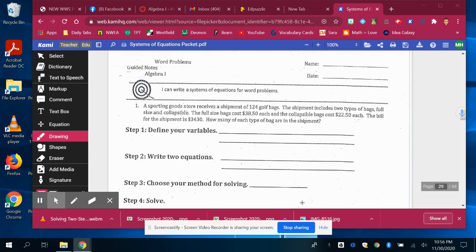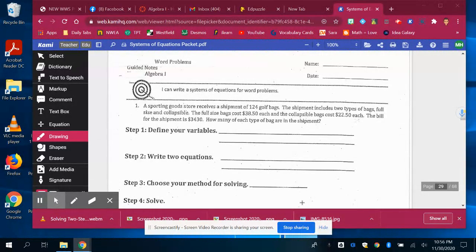Today we're going to be solving a system of equations in word problems. You can use any of the three methods that we've learned so far, the graphing, substitution, or elimination, to solve these depending on what your equations look like. That is probably what you're going to choose for which method you use.